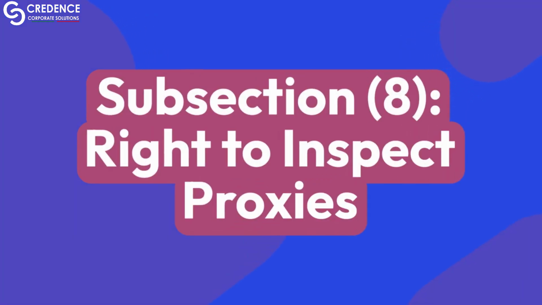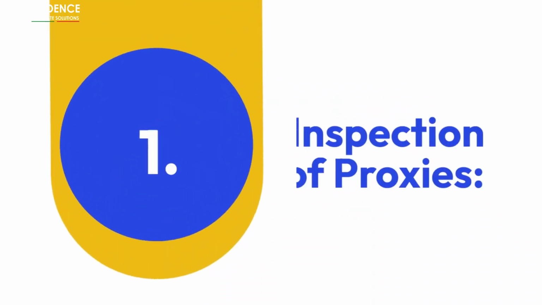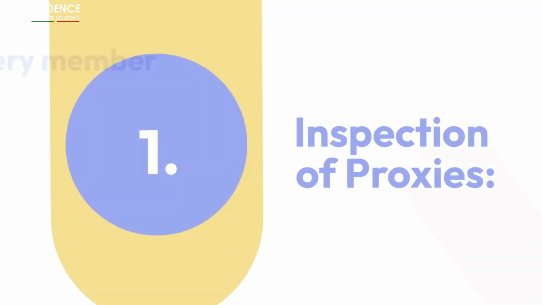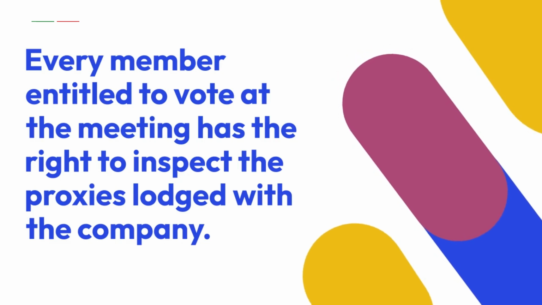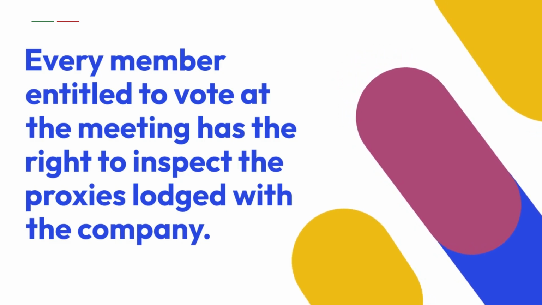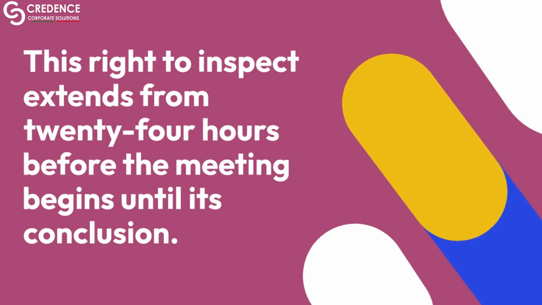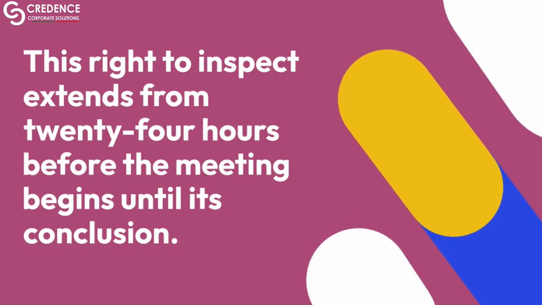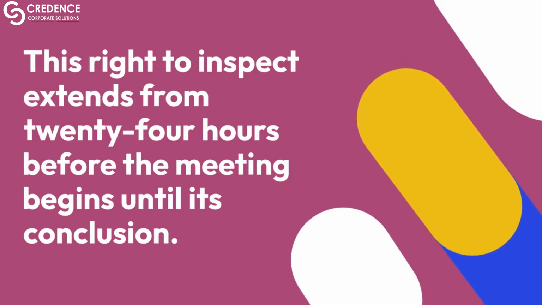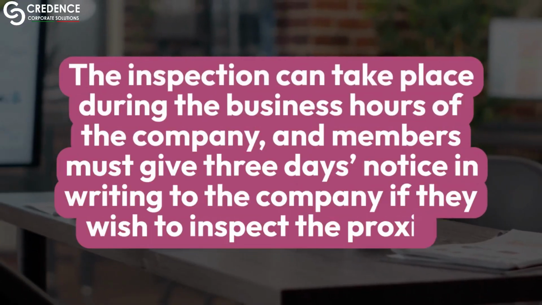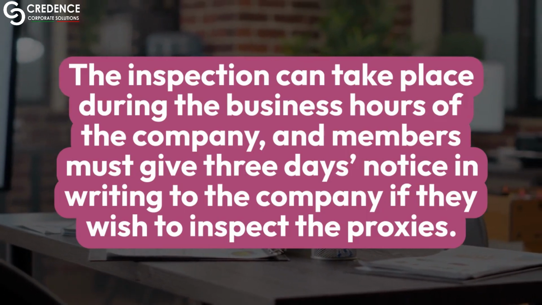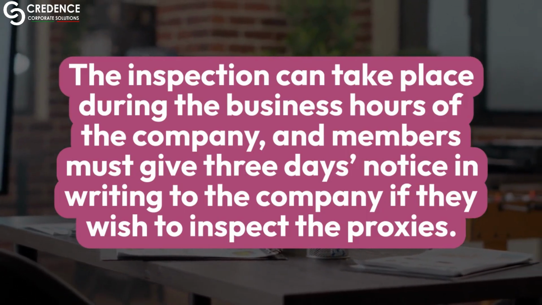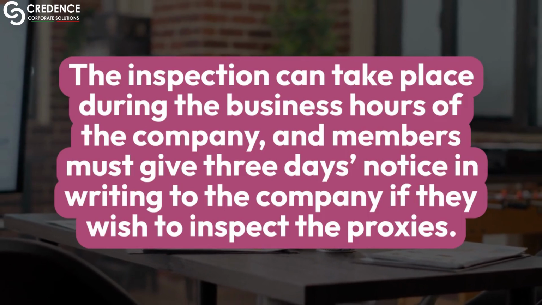Subsection 8. Right to inspect proxies. 1. Inspection of proxies. Every member entitled to vote at the meeting has the right to inspect the proxies lodged with the company. This right to inspect extends from 24 hours before the meeting begins until its conclusion. The inspection can take place during the business hours of the company, and members must give 3 days' notice in writing to the company if they wish to inspect the proxies.